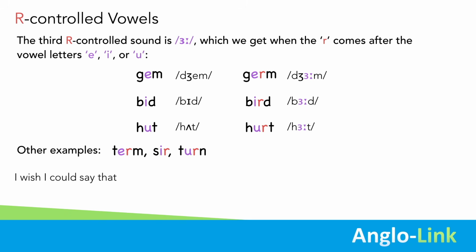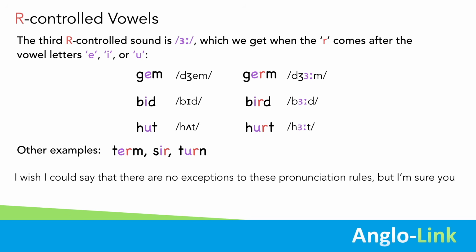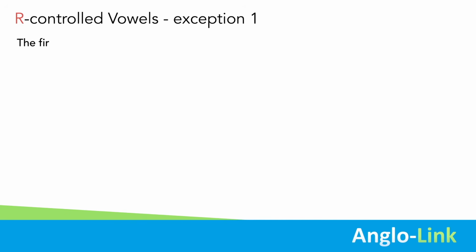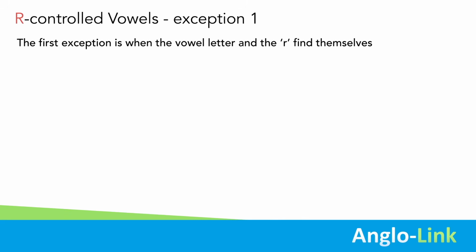I wish I could say that there are no exceptions to these pronunciation rules, but I'm sure you know that in English there are always exceptions. So let's look at the three main ones. The first exception is when the vowel letter and the R find themselves in an unstressed syllable.